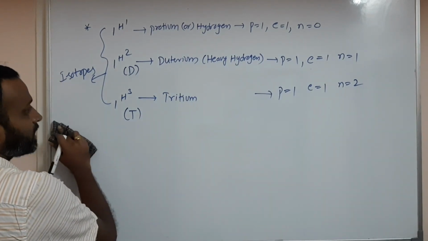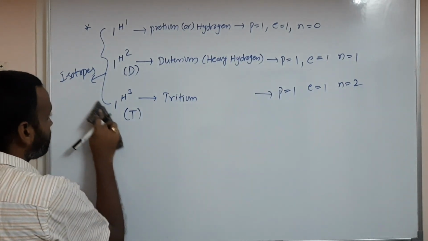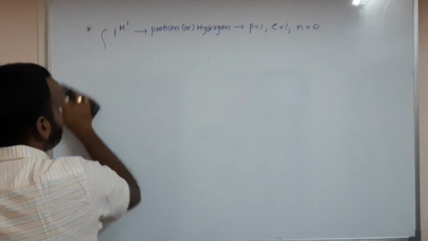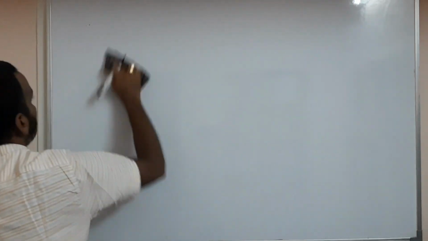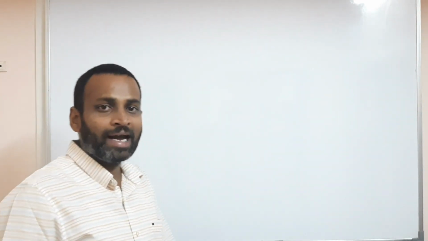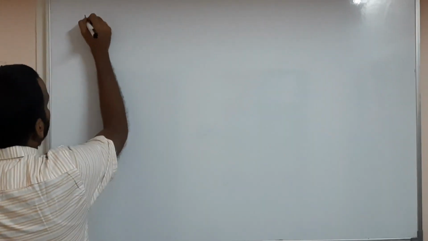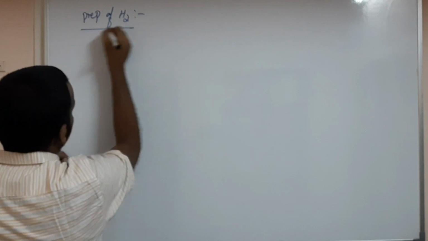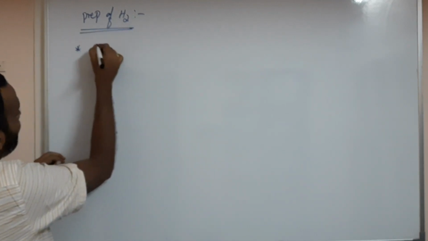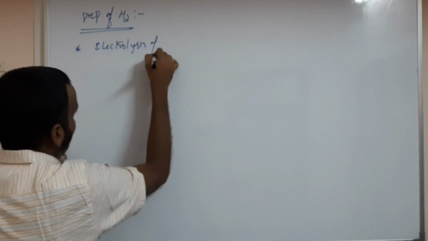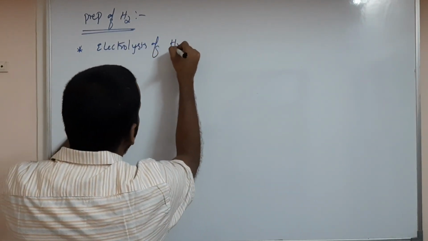Next, some preparations of hydrogen: you can prepare it in many ways. So let's see one by one. Later on we will enter into deuterium, heavy water, deuterium oxide, hardness of water, and hydrogen peroxide. So next is preparation of H2. You can have it by electrolysis of water.